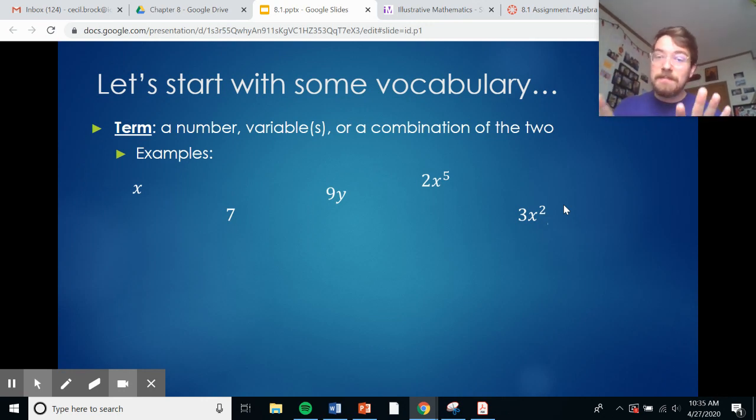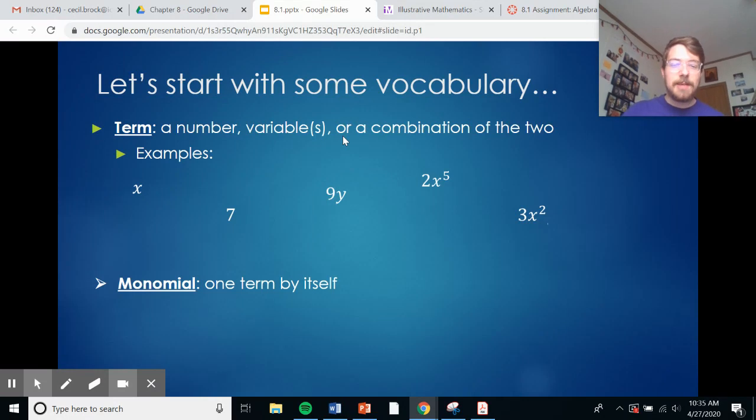You know what? I'm not going to worry about it. Listen, I made this in PowerPoint and then I moved it over to Google so I could work all this out. So, things happen. That's okay. I'm not going to worry about it. But at the end of the day, a term is just going to be either a number, a variable, or a combination of the two. That's all you need to know.